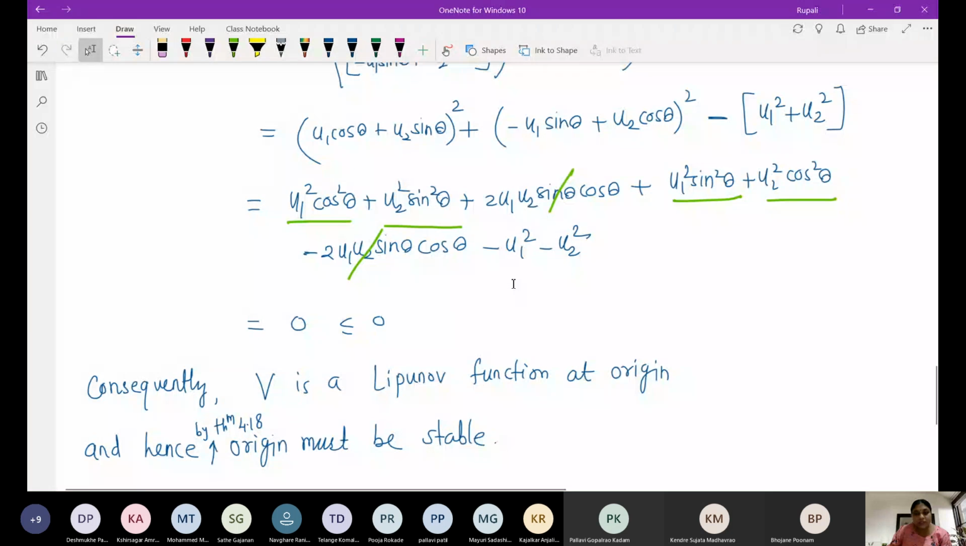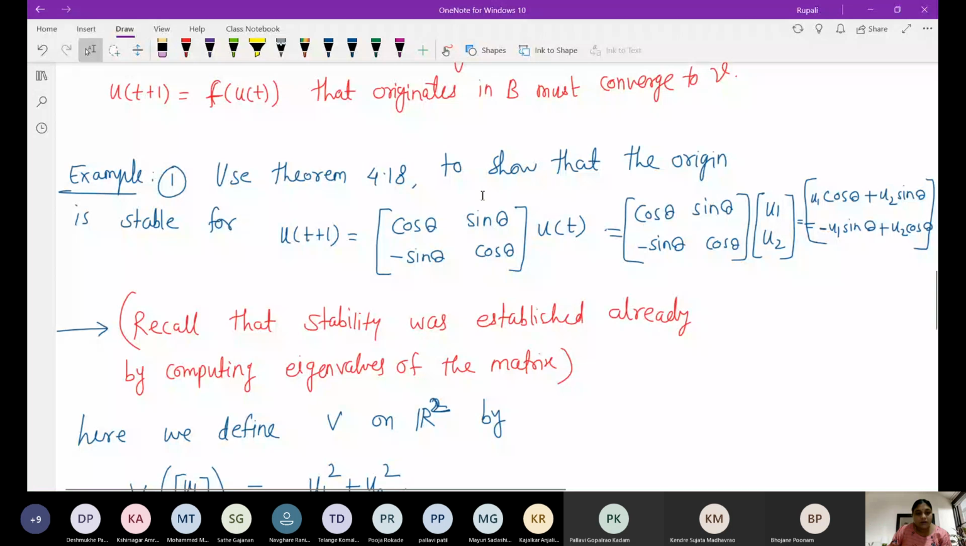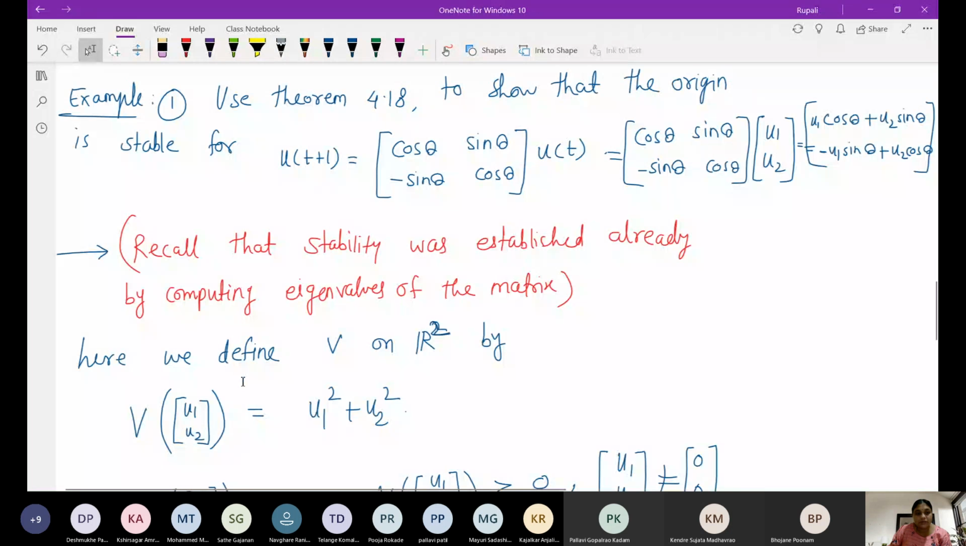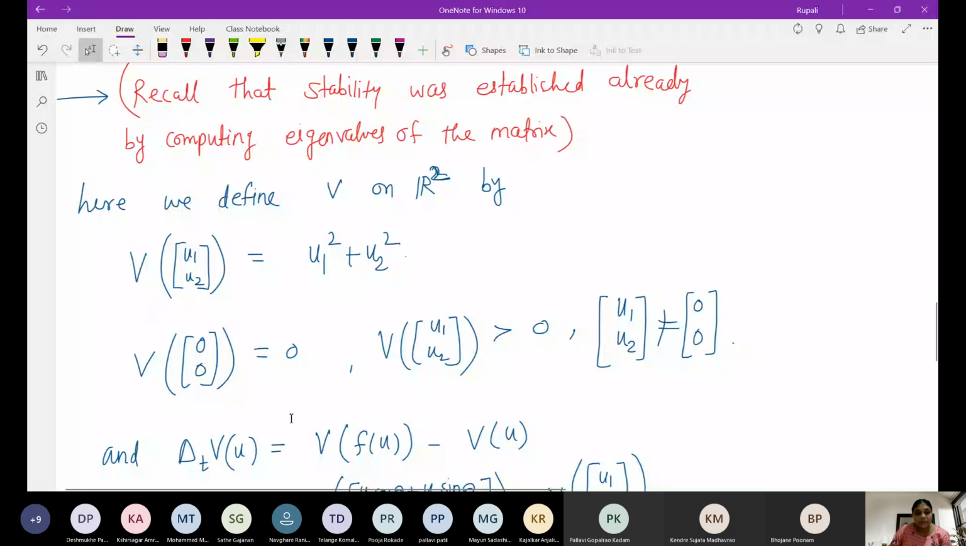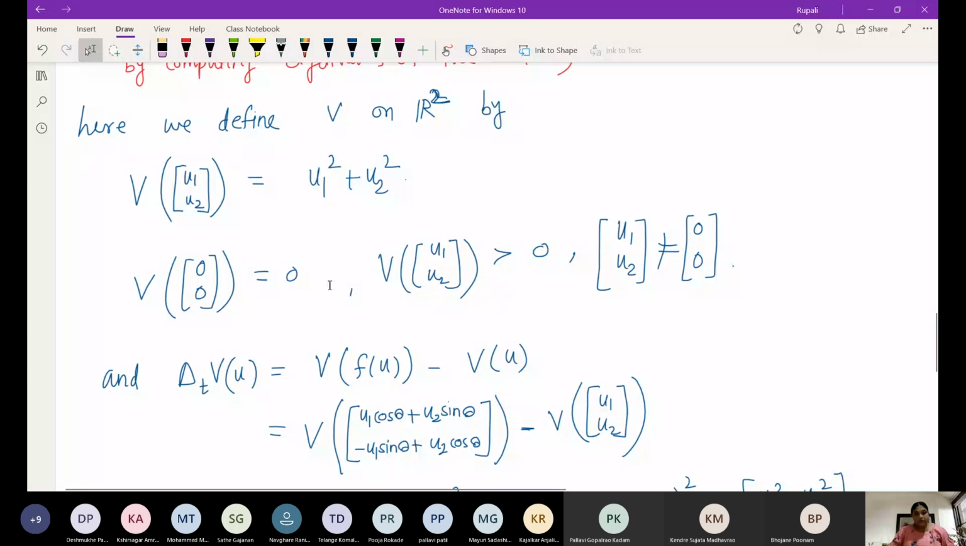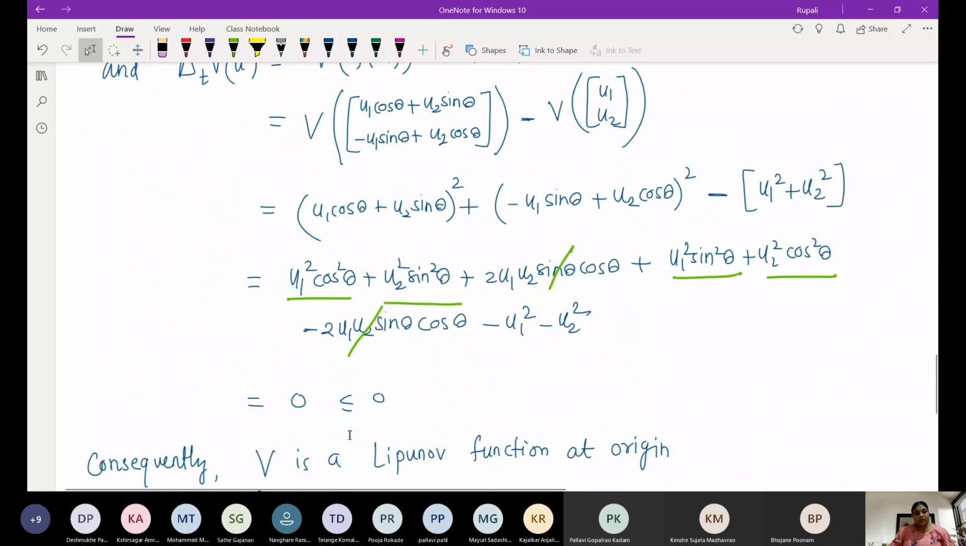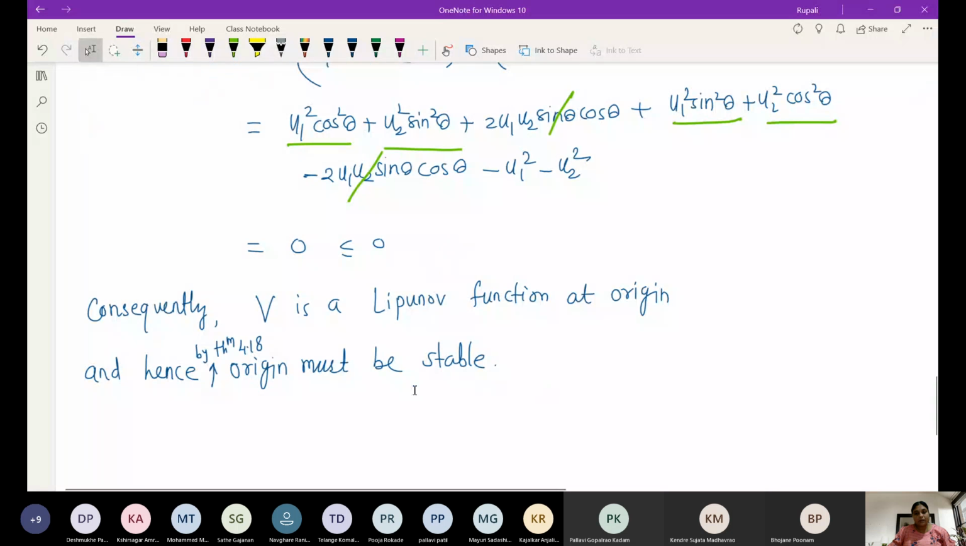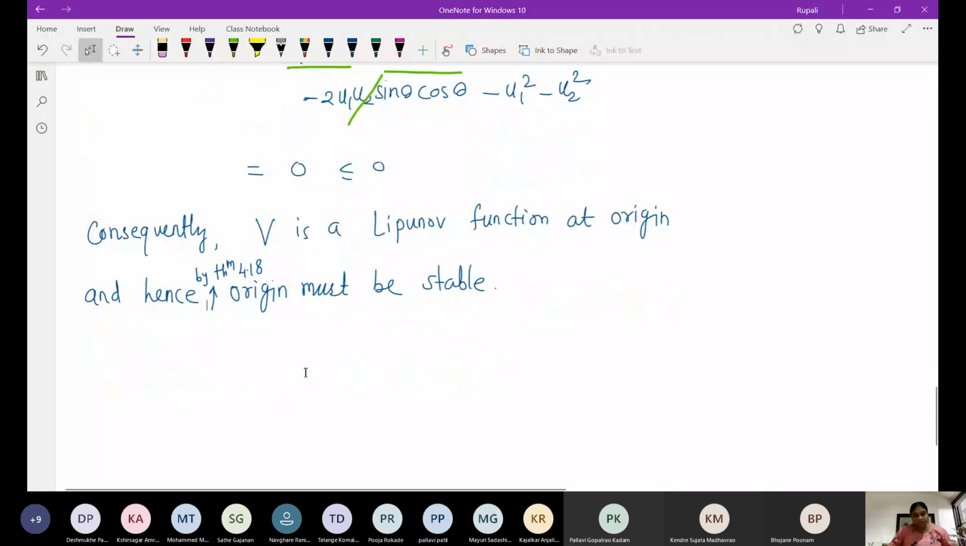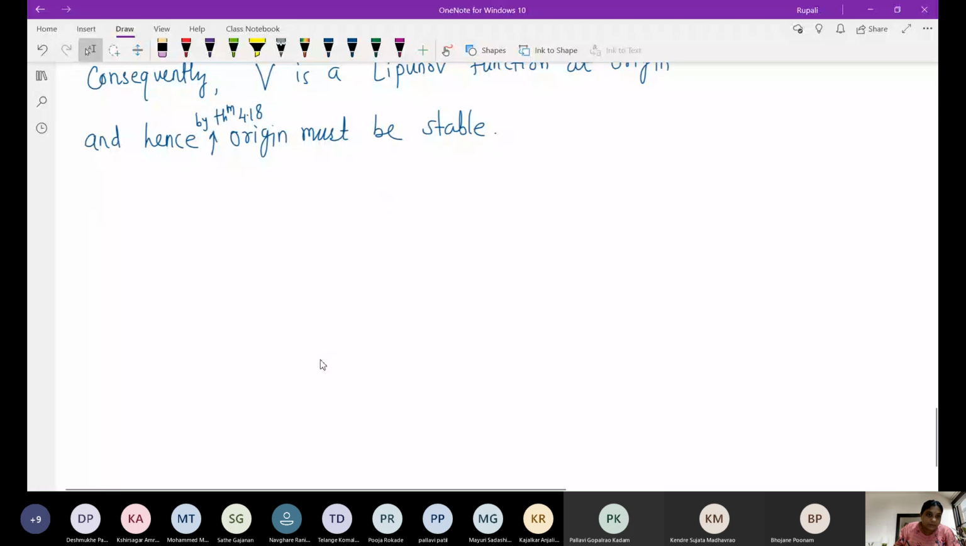In this example we want to show origin is stable, so we have defined one Liapunov function. This function V at u1 u2 is u1 square plus u2 square, and it satisfies all three conditions of a Liapunov function. V at 0, 0 is 0, and at other points it is strictly greater than 0, and delta t V at u is less than or equal to 0. So V is a Liapunov function, and hence origin must be stable. Is that okay? Yes. So we will go to example 2, the second example.